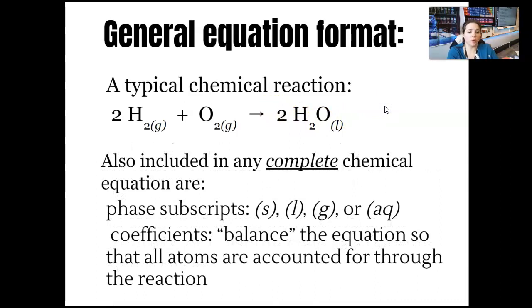A typical chemical reaction also includes, in any complete chemical equation, these right here, which are your phases: solid, liquid, gas, or aqueous. And then you have a balance. That means whatever's on the reactant side equals whatever's on the product side. All atoms are accounted for throughout the whole entire reaction.